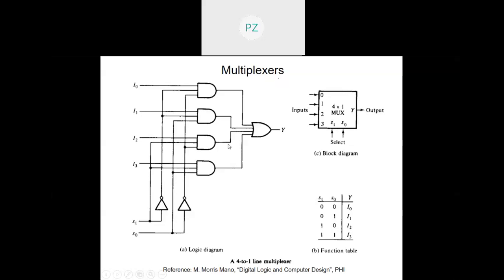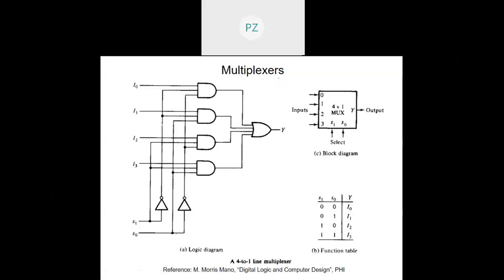So correspondingly, I2 will emerge out of this AND gate. All the remaining being 0, 0, y will be I2 plus 0 plus 0 plus 0, which is I2 only. Similarly, 1, 1 is a combination that goes only to this gate. So all these three will be disabled, will give you 0, 0, 0. This will give you I3. So y will be I3 plus 0 plus 0 plus 0 will be I3. So that is how a multiplexer works.